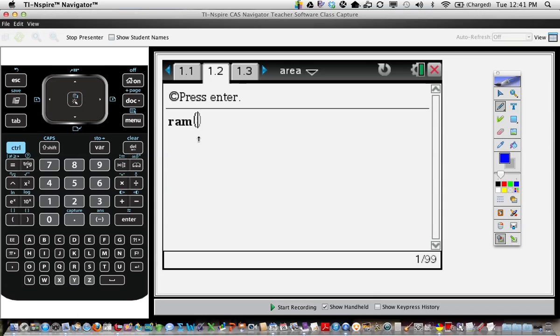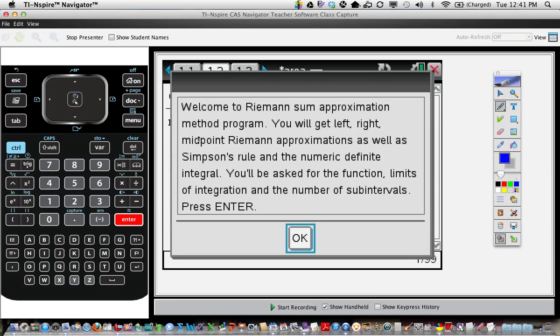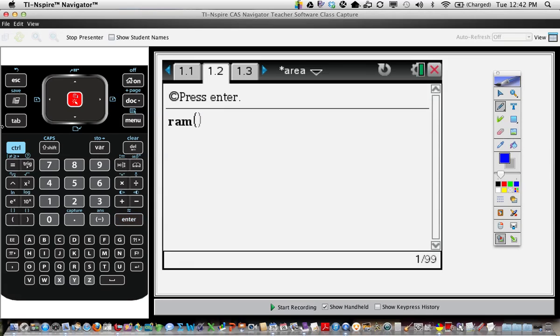All right, so here's what we're going to do. Go ahead on your calculator and hit enter right now. It says RAM, parentheses, which you can call up at any time by just typing in RAM. This little screen pops up: Welcome to the Riemann sum approximation program. You'll get left, right, midpoint, and Simpson's rule, and the definite integral. There are several things I don't like about this one: it doesn't give you the trapezoids, and it only gives you 3 decimal places, which sometimes we like to see more. Go ahead and press enter to hit OK.